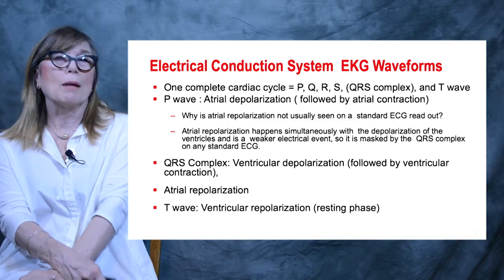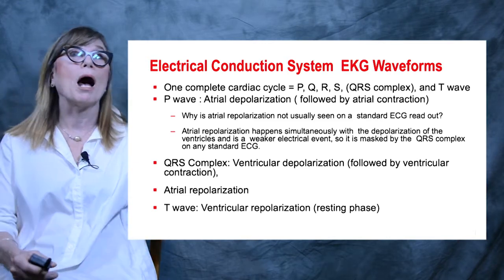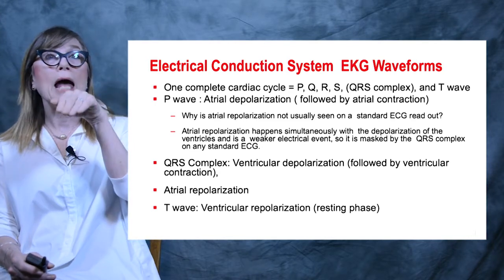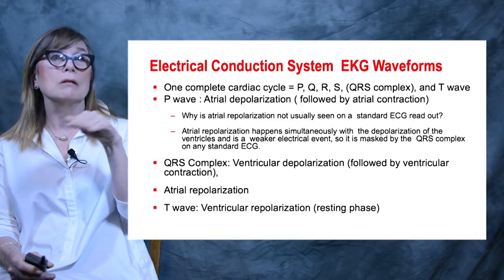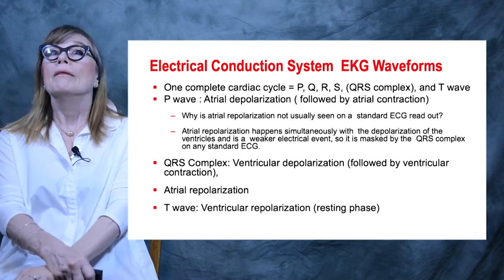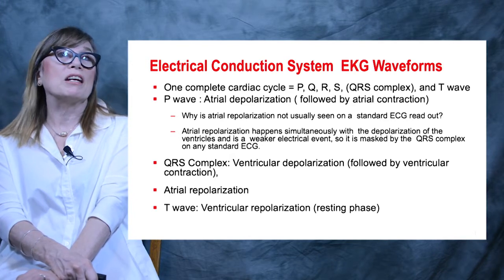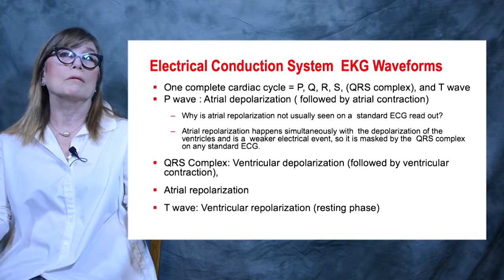The QRS complex is ventricular depolarization, which is also followed by ventricular contraction. And remember, atrial repolarization happened within that; you just don't see it. The QRS complex is followed by the T wave. The T wave indicates ventricular repolarization.